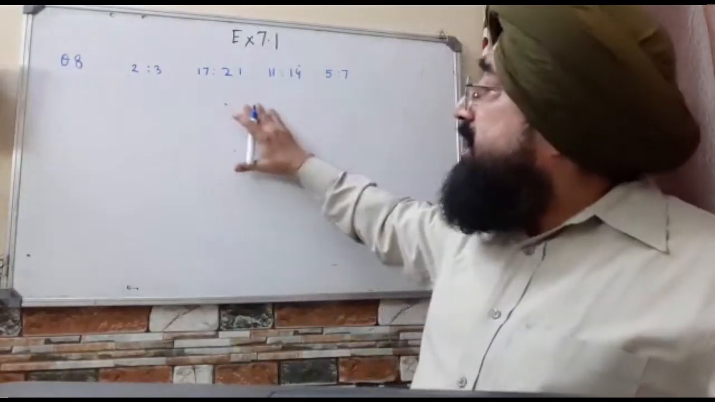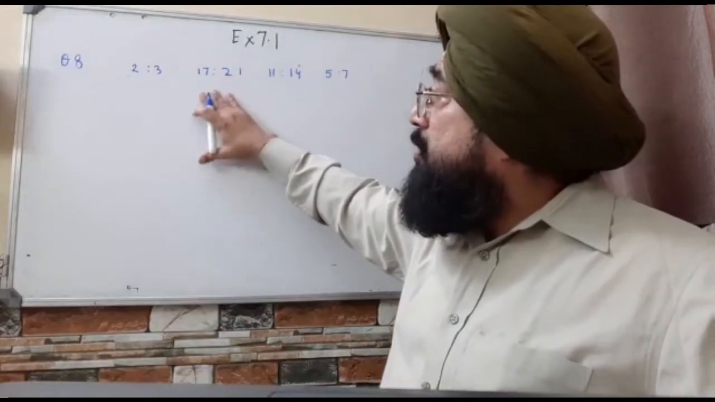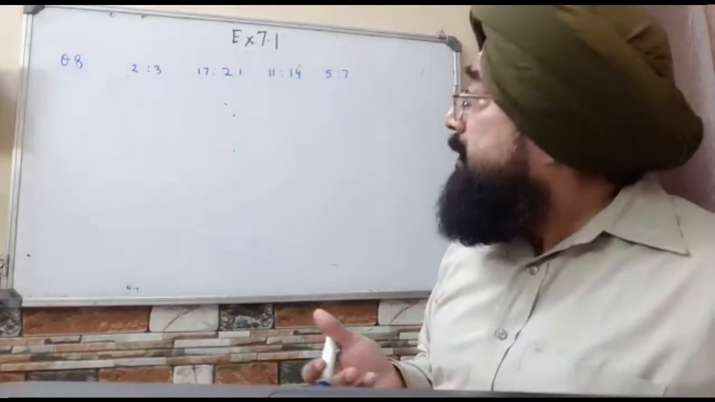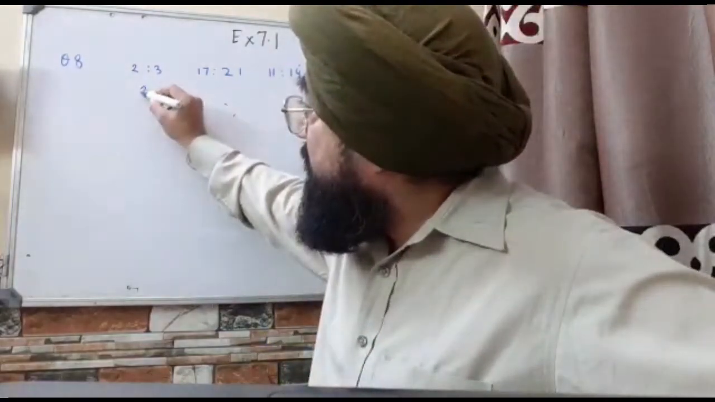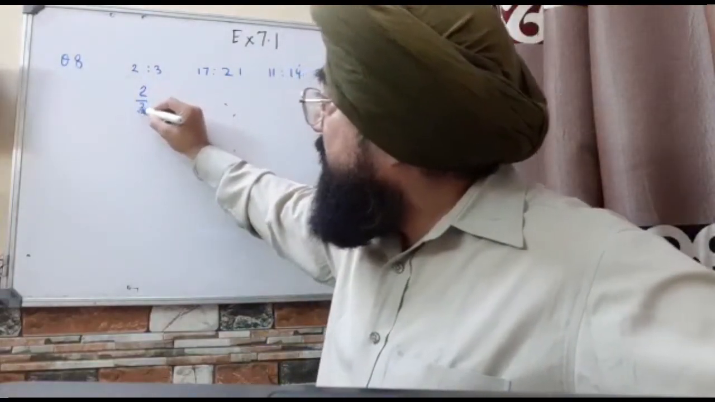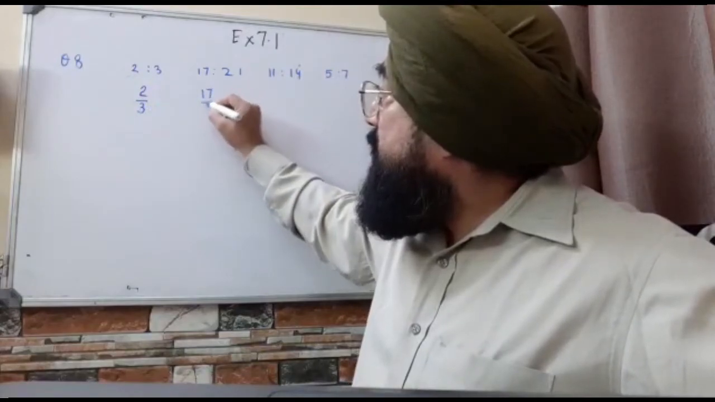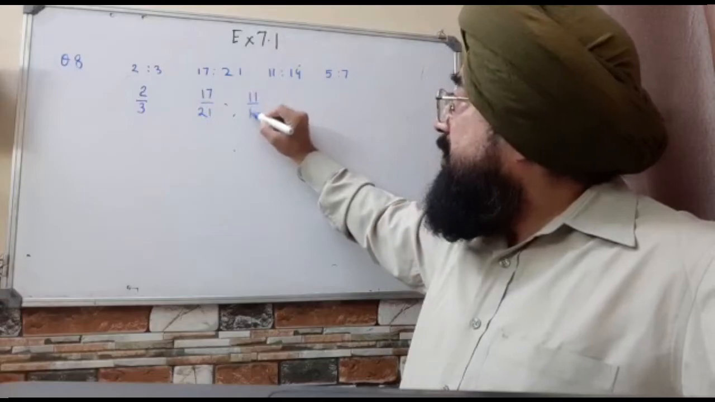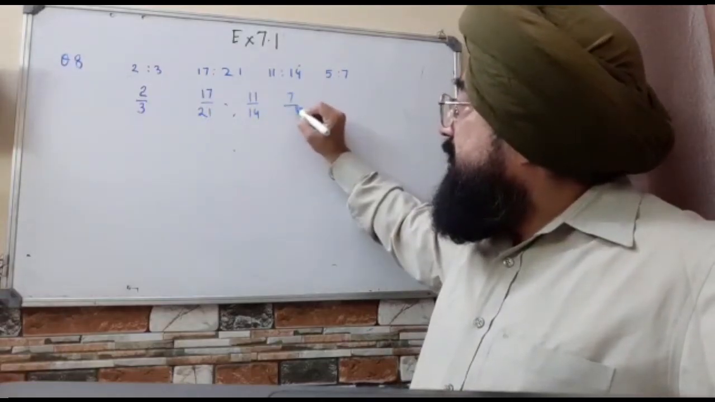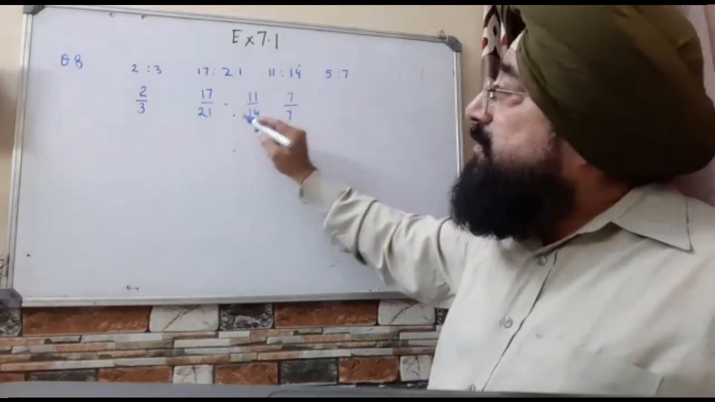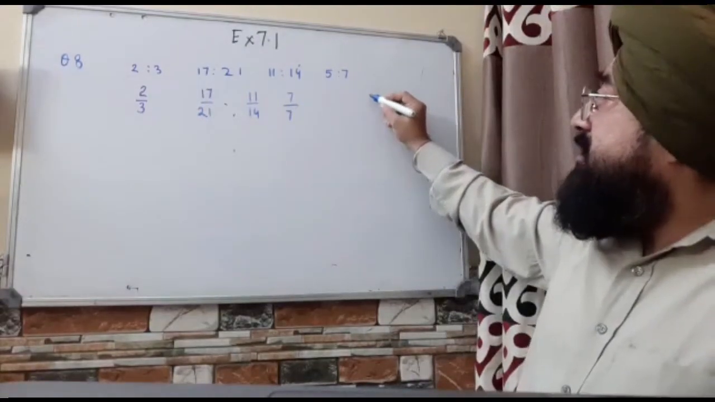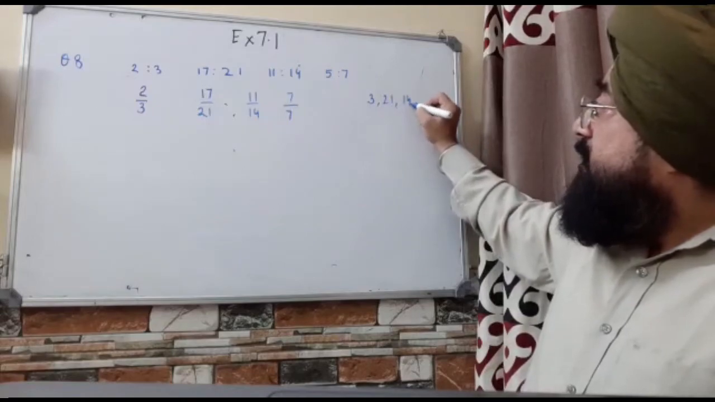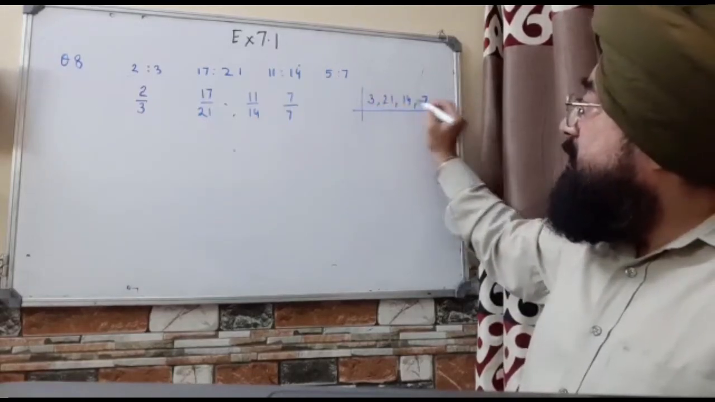First of all, not only that I have to find which ratios are bigger or smaller, I also have to arrange them in an order. So very clearly you can see that this is 2 over 3, I can write it in this manner. This is 17 upon 21, I'm writing it in the manner of fraction, 11 upon 14 and 5 upon 7. So this gives me the opportunity to find the LCM of the denominators 3, 21, 14 and 7.